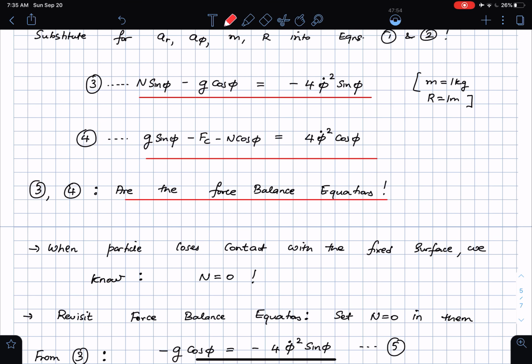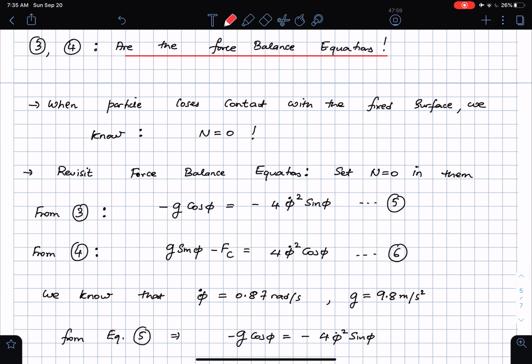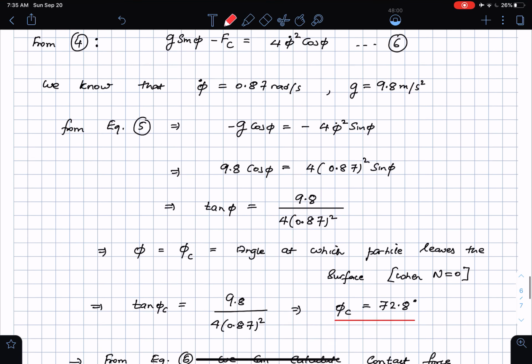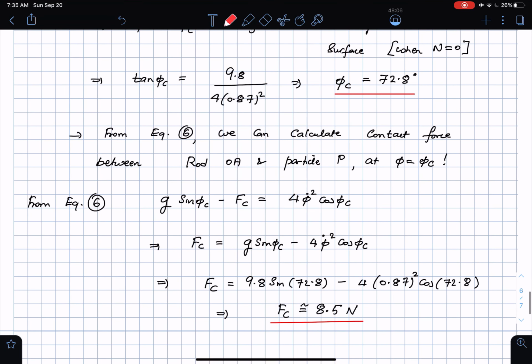Once you do the force balance equations, you're pretty much done with the problem. You just set n equal to 0 to get the angle at which it loses contact with the fixed surface, which gives you the numerical value. You can also calculate the contact force between the rod and the particle.